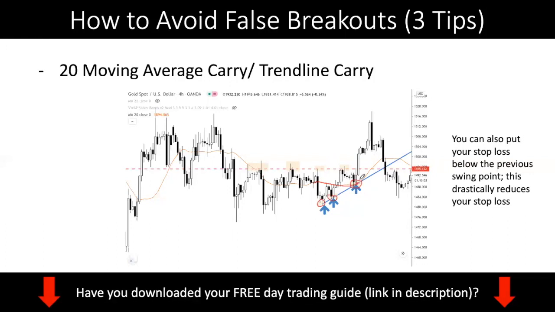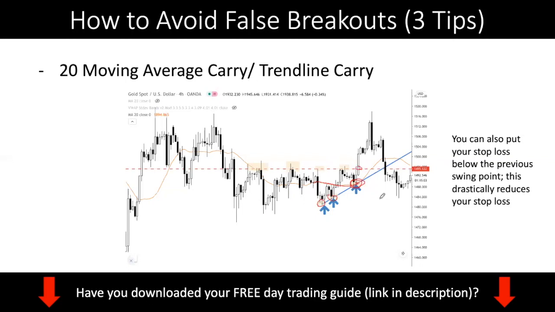That means that price is being supported or resisted, as it bounces off the 20 moving average or trend line just before it hits the resistance or support. So in this case, we see that the 20 moving average and the trend line are supporting the price just before it breaks out over here.